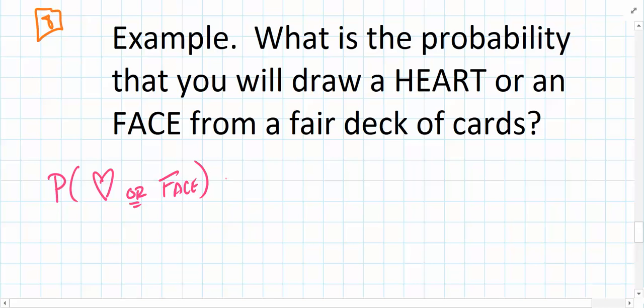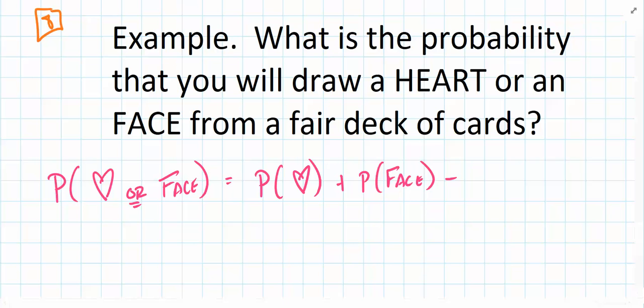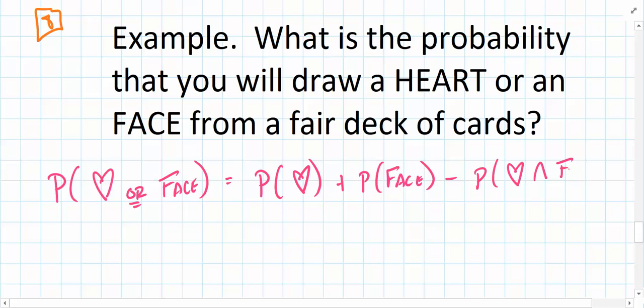Well, according to our formula, that's going to be the probability of getting a heart plus the probability of getting a face minus the overlap, right? Because there's a certain amount of overlap between hearts and faces. How many faces can be hearts? Exactly. Minus the probability of getting a heart and a face. The intersection of the two.